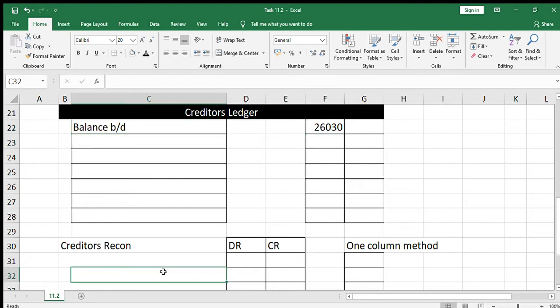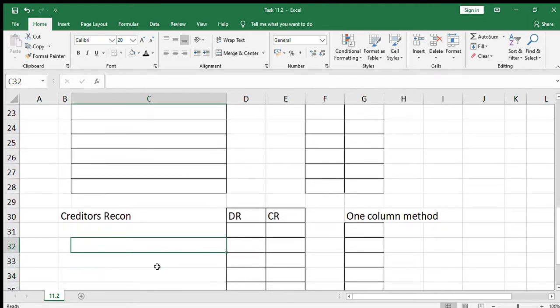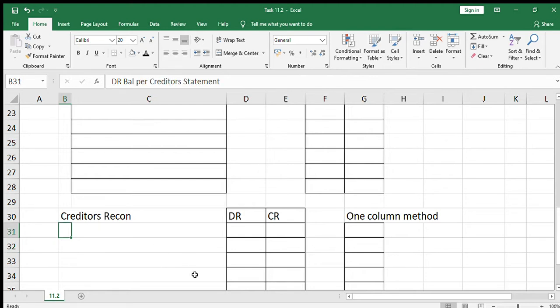In the creditors reconciliation, the starting point will be the balance at the end, right at the bottom of their statement. What happens here is that because they are our creditor, in our books we are their debtor. So we'll say debit balance per creditor statement. However, in exams, you don't really have to say debit, so it doesn't really matter.